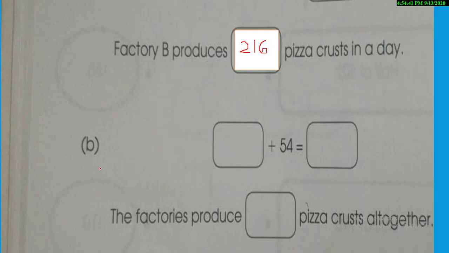So for part B, this is the crust of factory A, and now you are going to fill the answers over here. 216, this is the pizza crust of factory B. So now again you need to do a rough work on the corner of your workbook. You are going to add, yes, just simply add it. Bigger number in your mind, 6 in your mind, 4 on your fingers. Our answer is 10. 6 plus 4, 10.